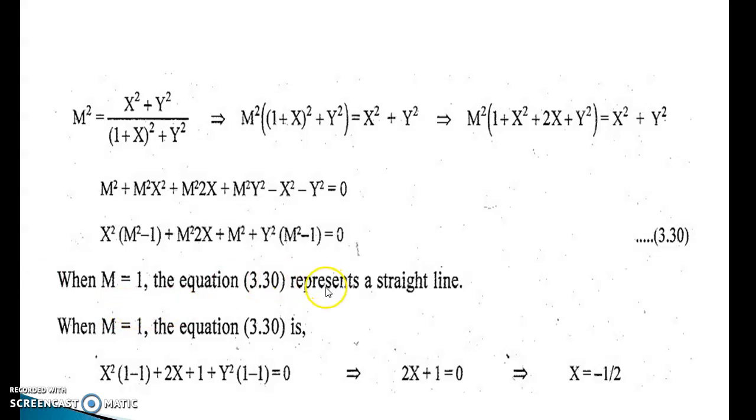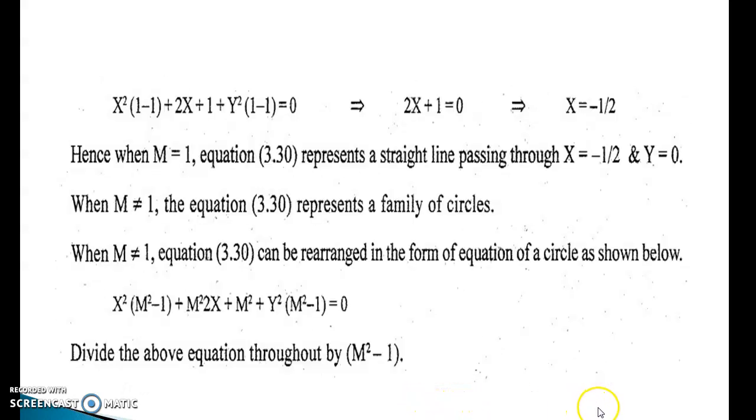When m is equal to 1, the equation represents a straight line. When m is equal to 1, the equation is x square into (1 minus 1) plus 2x plus 1 plus y square into (1 minus 1) is equal to 0. So this factor becomes 0 and this factor becomes 0. So 2x plus 1 is equal to 0. That implies x is equal to minus half.